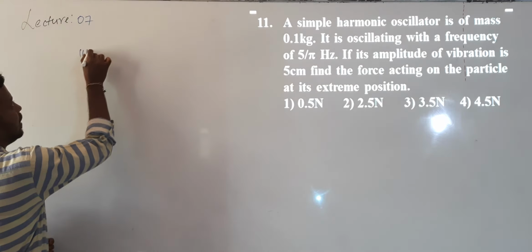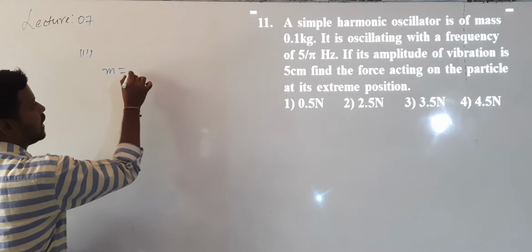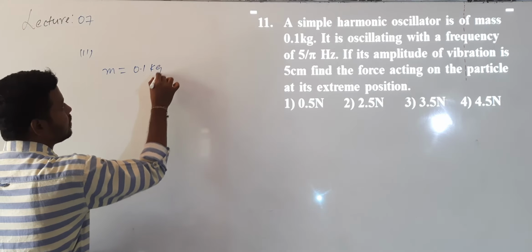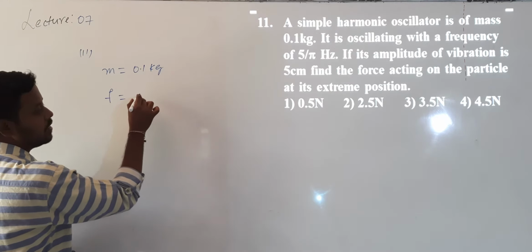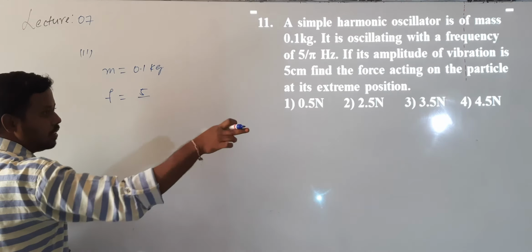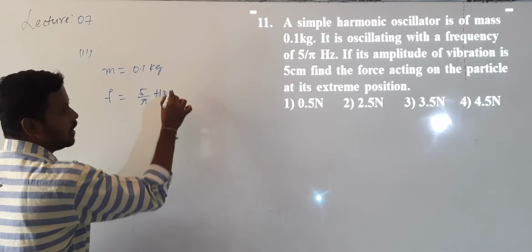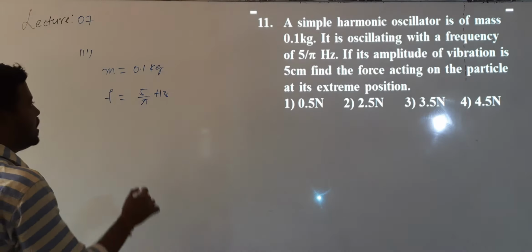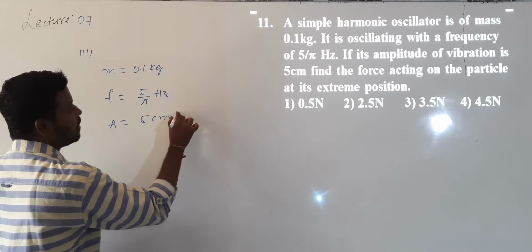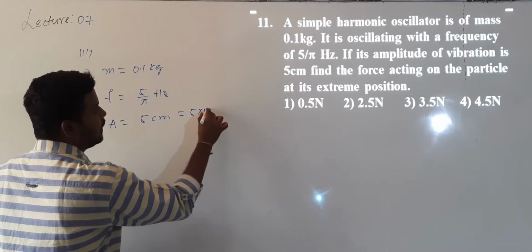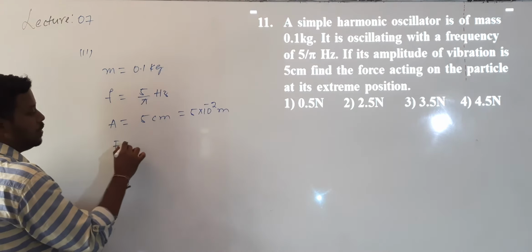So what is the data given? All are simple questions only. The mass of the particle executing SHM is 0.1 kg, and the frequency of oscillation is 5 divided by pi hertz. Its amplitude of vibration is A, 5 centimeters, or otherwise 5 into 10 to the power of minus 2 meters. They are asking us to calculate the force acting.